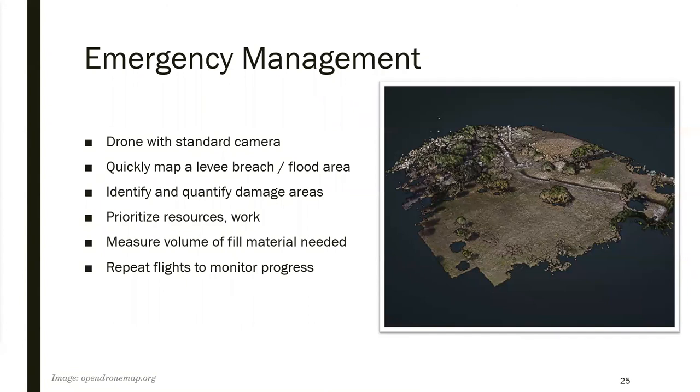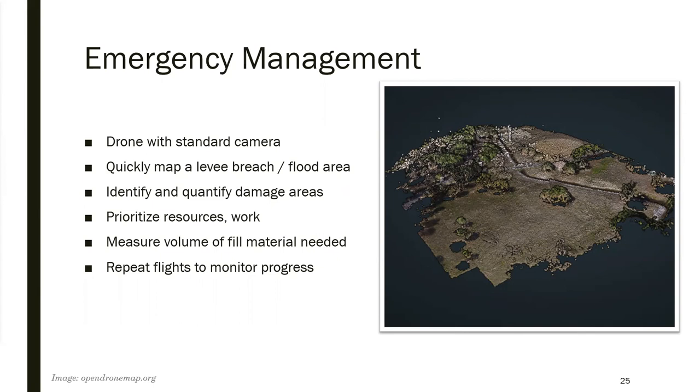Agriculture, emergency management. You can use a simple drone with a standard camera in an emergency management situation. Let's say there's a levee breach or a flood that's taking place or recently took place. You can use OpenDroneMap to quickly identify and quantify areas of damage, prioritize resources, assess areas of fill, measure volumes, things like that. And you can repeat flights to monitor progress, and then it sort of becomes a construction project after that. Emergency management has a strong use case.